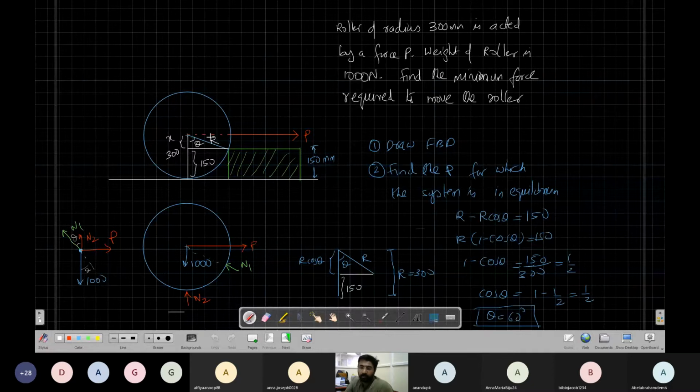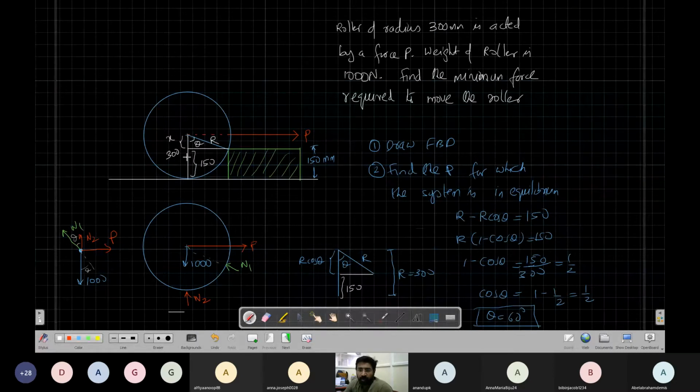Now here, first what we do is draw the free body diagram. We have identified 2 points of contact. This is the first point, and this is the second point. In the direction perpendicular to the contact there will be a reaction. So this is the first reaction, this is the second reaction. So this is my free body diagram.